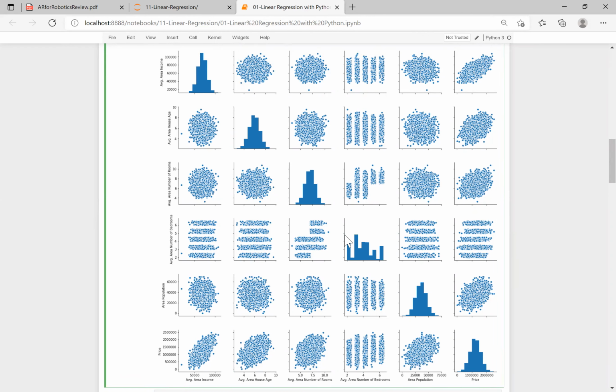The diagonal is a histogram because it is average income with average income, average house age with average house age, so each is with itself. It doesn't mean anything to plot that in two dimensions. For the other columns, just by looking at these plots, I can see that for all of these there is no relationship, because it's kind of circular.